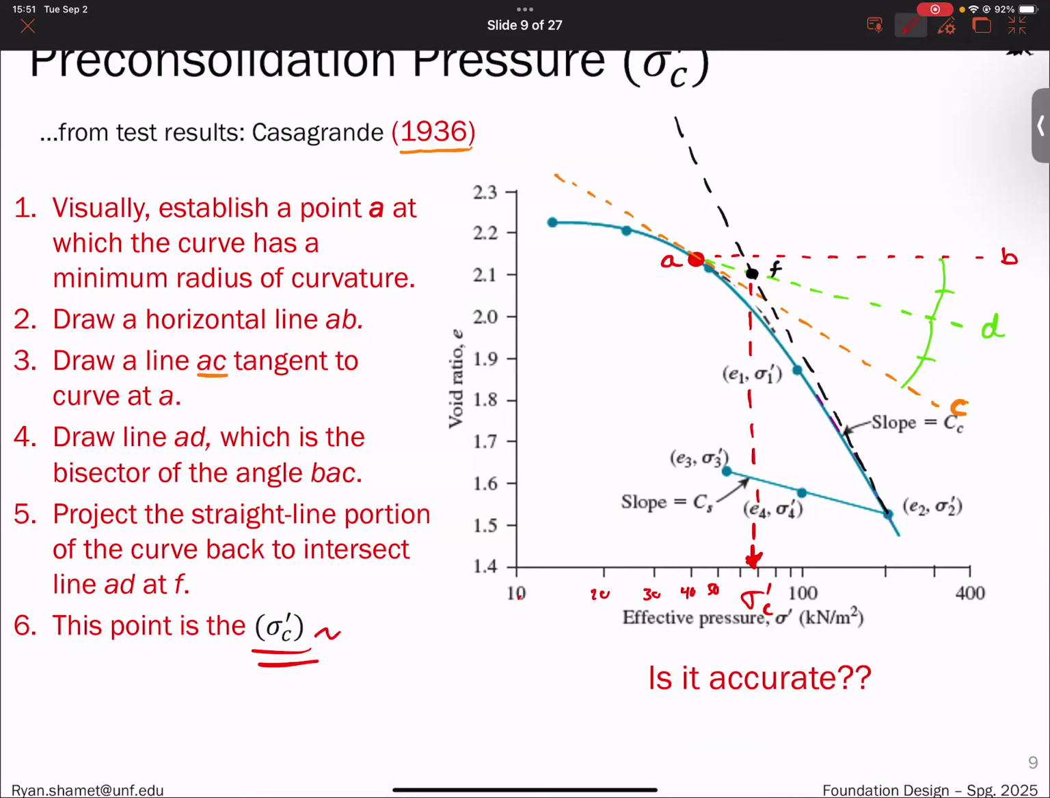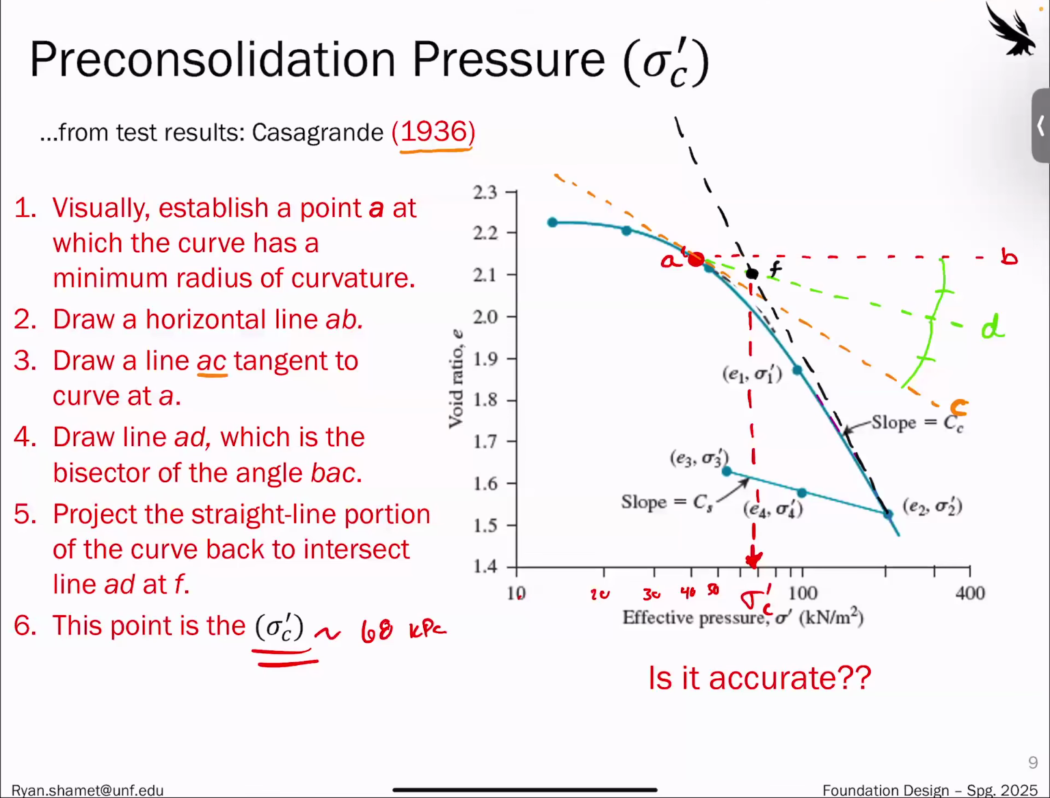So you could see how just one shift of this up a little bit or something, and you have a completely different way of doing it. So it's a sketchy test, but this is the standard method of how we find the pre-consolidation pressure, which is a major part of it.